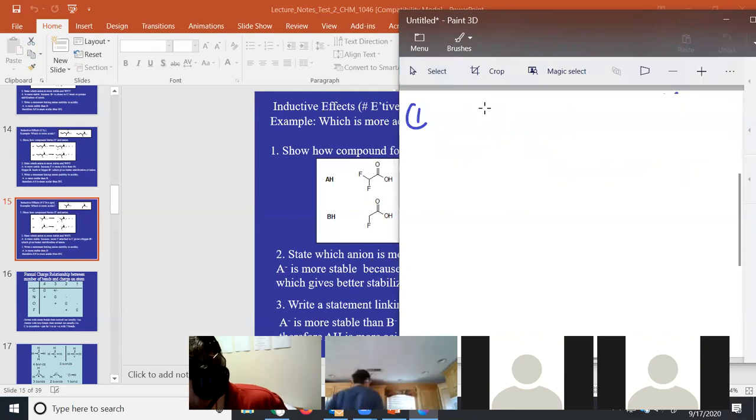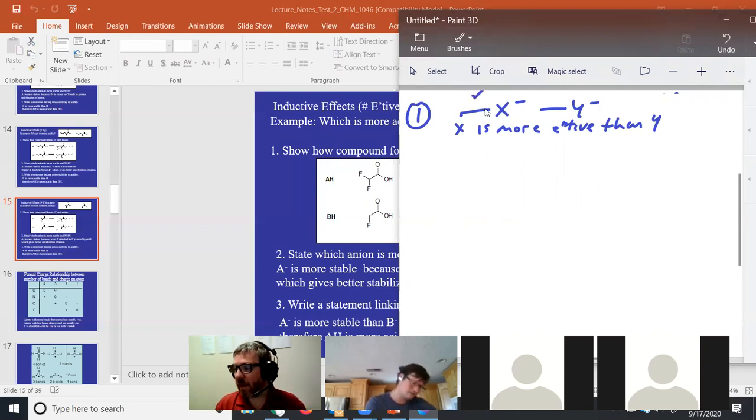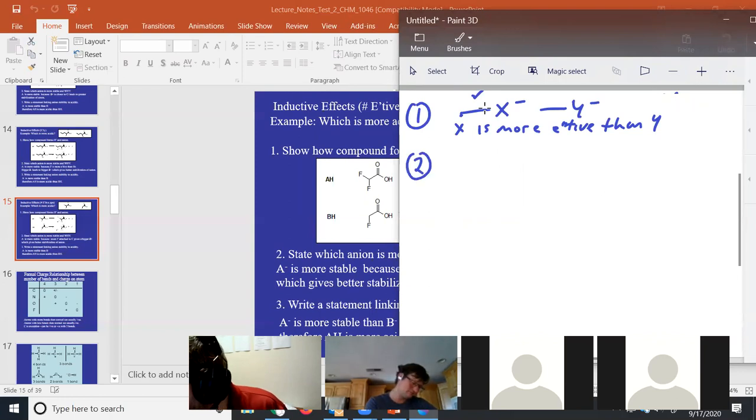So scenario 1 is going to be a situation where we've got X, and X is more electronegative than Y, which would mean that that anion is more stable, which means the compound it came from is more acidic. So that's the first scenario. The second scenario is one of distance.